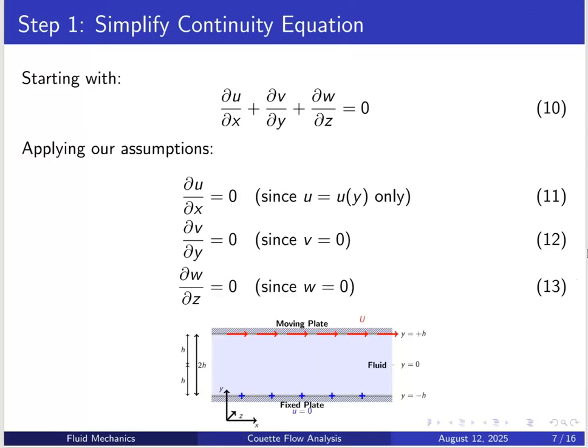Now, starting from the continuity equation, ∂u/∂x + ∂v/∂y + ∂w/∂z. v is 0, so this term will be 0. w is 0 because there is no velocity in the y and z directions, so v and w will be 0. Now automatically ∂u/∂x is equal to 0. So u is a function of y only.